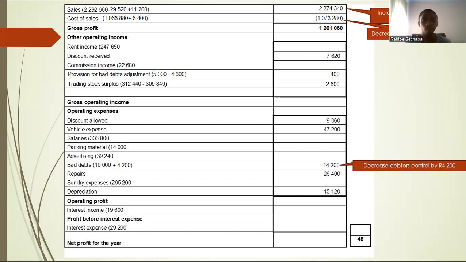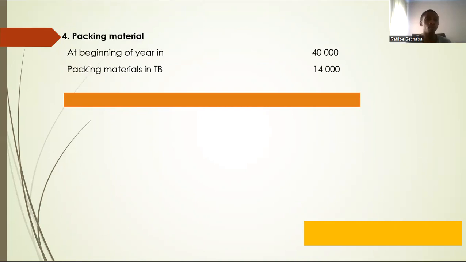Let's address the packing material. Please note something about packing materials. Packing is with the one that we had at the beginning of the year, which is 40,000. So packing materials available for use is 54,000. The question is, are we going to use all of it? The answer is maybe. If we used all of it, then the whole thing would be an expense in the income statement. But now we didn't.